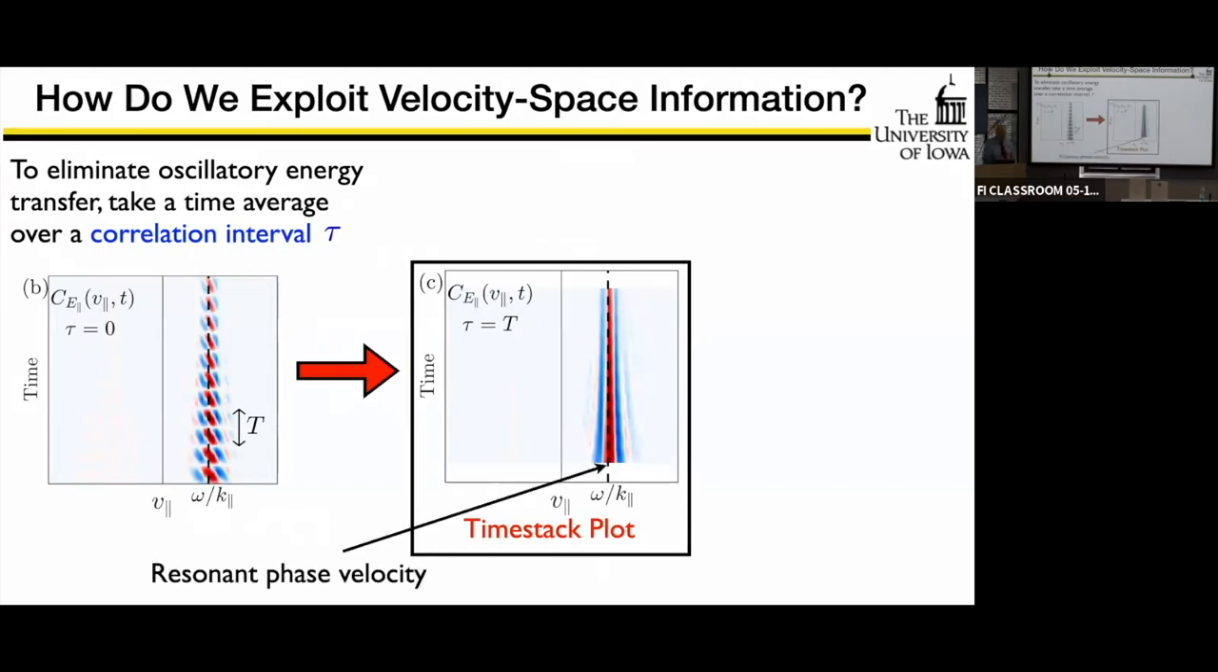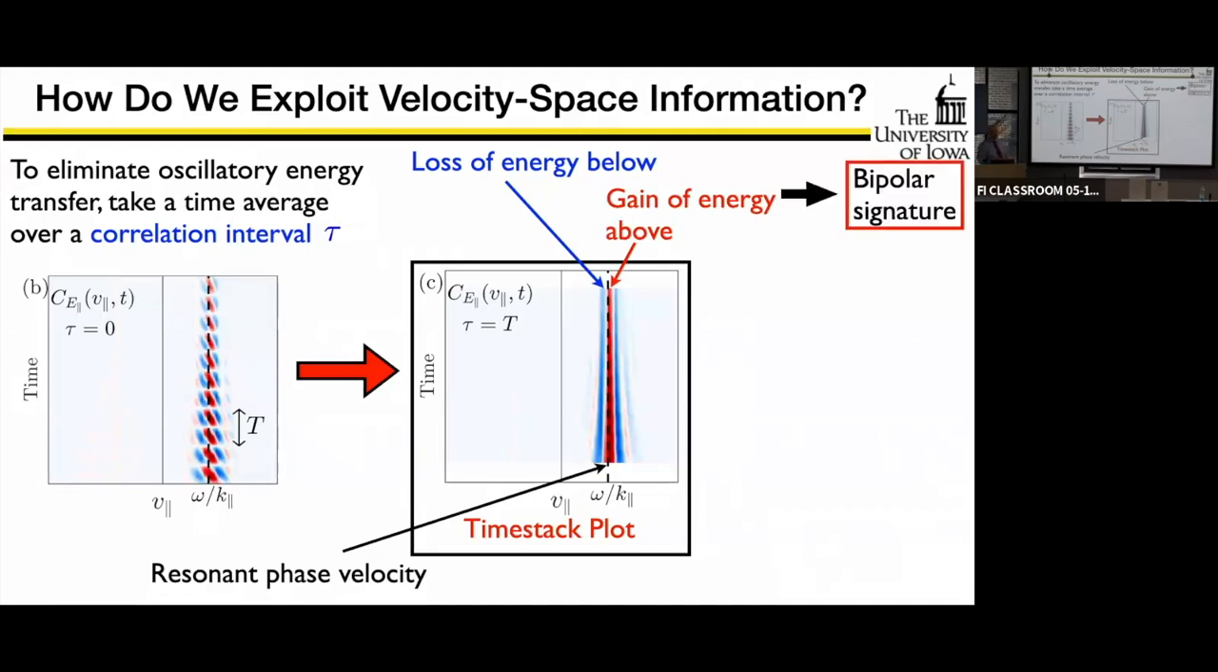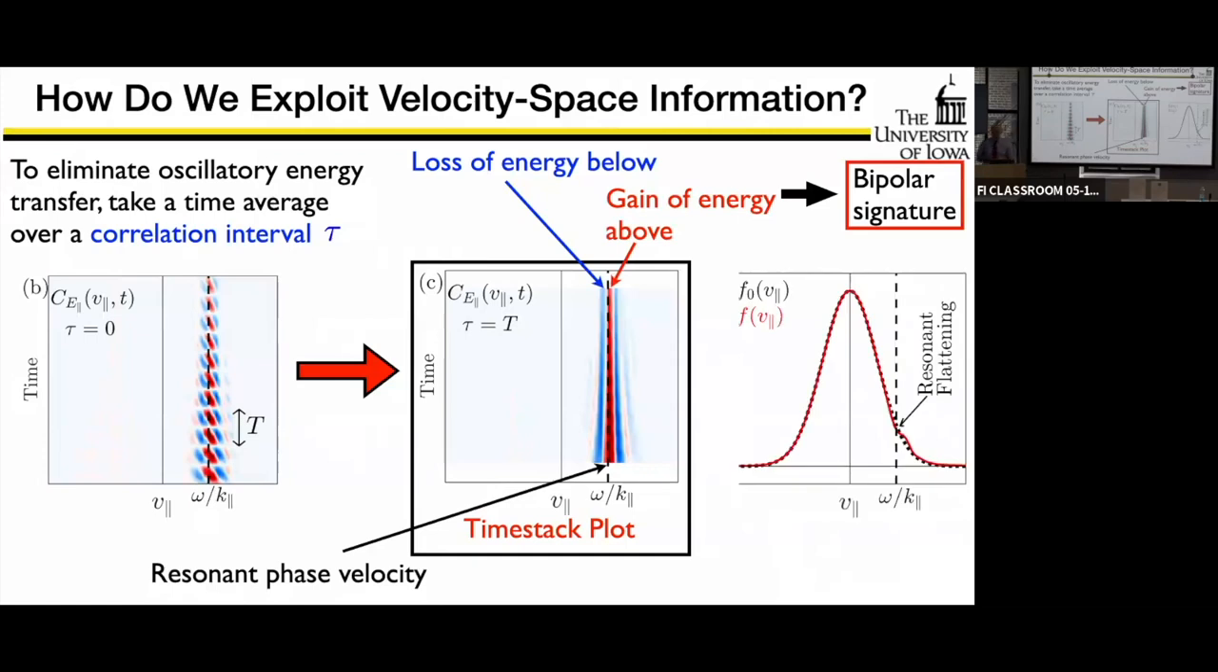And what I see here is the vertical dashed black line is the resonant phase velocity of that wave. And what I see is blue represents a loss of energy. The particles are losing phase space energy density, and the red is a gain of phase space energy density. This is what we call a bipolar signature. But in fact, that bipolar signature is simply the manifestation of this quasi-linear flattening.